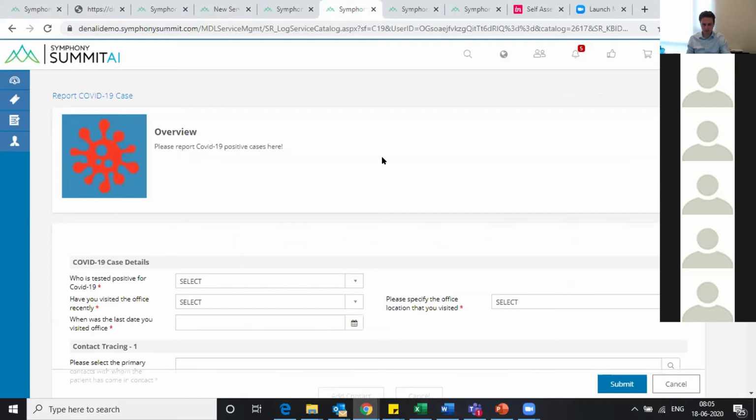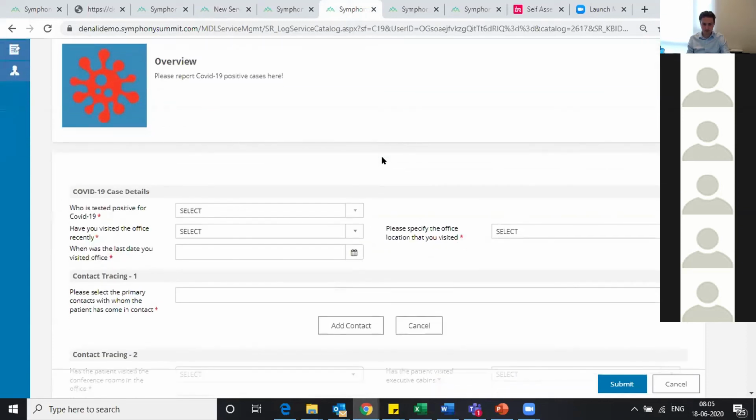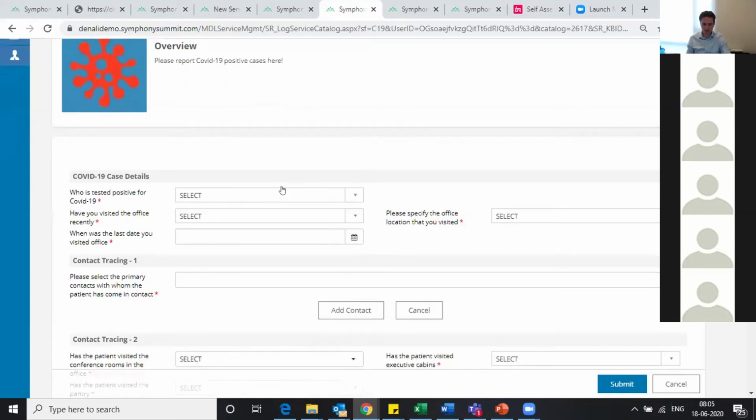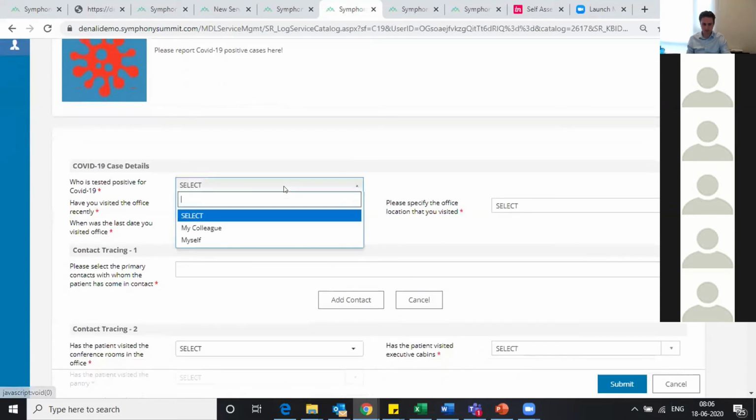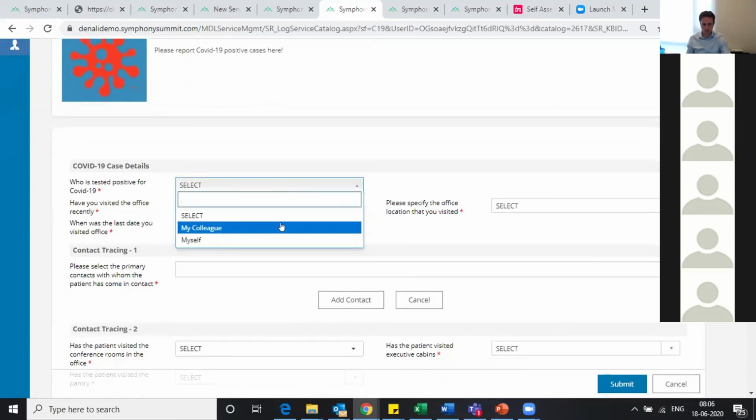That's the only thing that I need to do, come onto the system and report the case whichever I'm aware about. The facilities can do it on your behalf, or you can do it for your colleague, or you can do it for yourself. The advantage of this is the rest of the workflows are automatically triggered, and the respective teams are alerted. Let me quickly fill this form out here. I'm just going to say who has tested positive. I can say it's for my colleague or for myself.